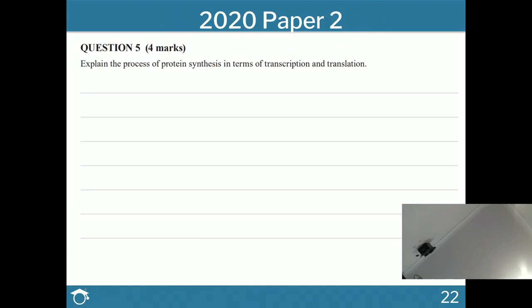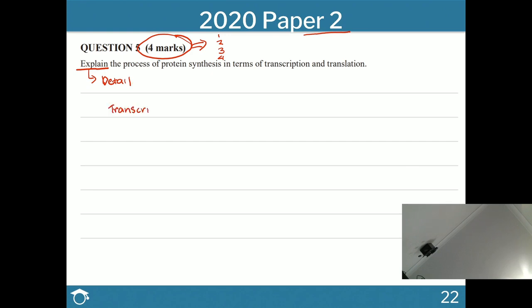Next question. So this was a question that came up in 2020 paper 2. Remember, you're wanting 4 marks here, so they're expecting us to use 4 pieces of information for each of these 4 marks. The verb that they're using is explain, so they're expecting us to put in detail. We're not just identifying or describing a process here. We're explaining the process of protein synthesis in terms of transcription and translation.